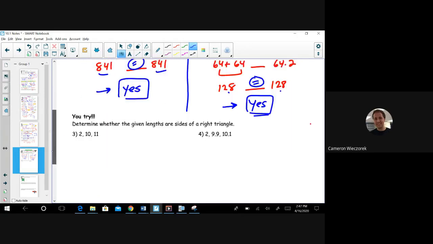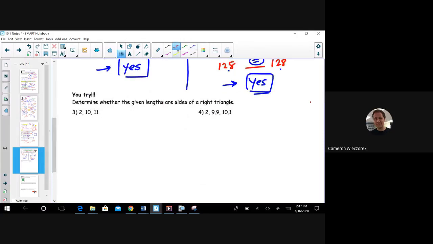Try out the 2 on the bottom. I will put the yes or no answer for you. You can pause my video, and then if you want to see the detailed work, check my answer key that I posted in the Google Doc. So pause me, try those out. I will have a yes or no on the screen, and then you can move on to the last page with the word problems.